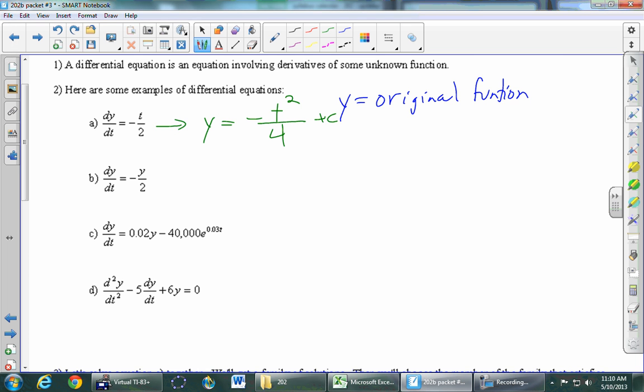So here's how we solve problems like in part B. We're going to separate these two variables, just like we did on the Newton's law of cooling one. We're going to get the y's over here on the left with the dy, and we're going to get t's, which there aren't any, on the right with the dt. Essentially just divide both sides by y and multiply both sides by dt.